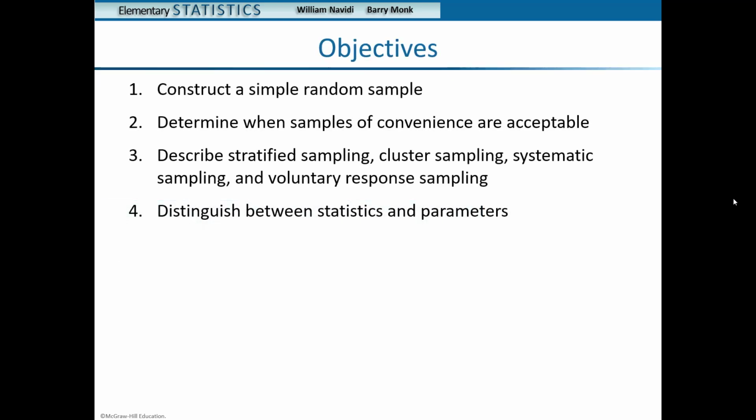So here are the objectives that we will cover in this section. We will go over the process for constructing a simple random sample. We will talk about samples of convenience and determine specifically when samples of convenience are acceptable. We will describe and define some other sampling methods, specifically stratified sampling, cluster sampling, systematic sampling, and voluntary response sampling. And then finally, we'll wrap up by distinguishing and defining statistics and parameters and looking at the difference between those.